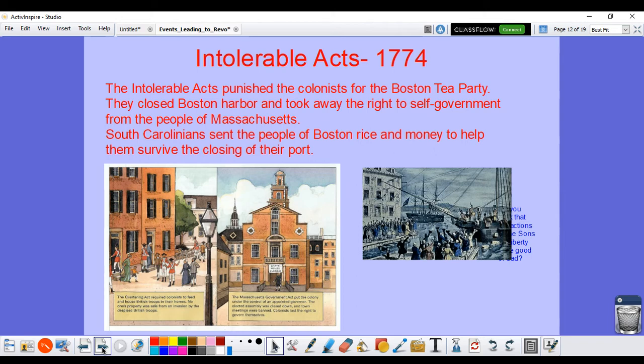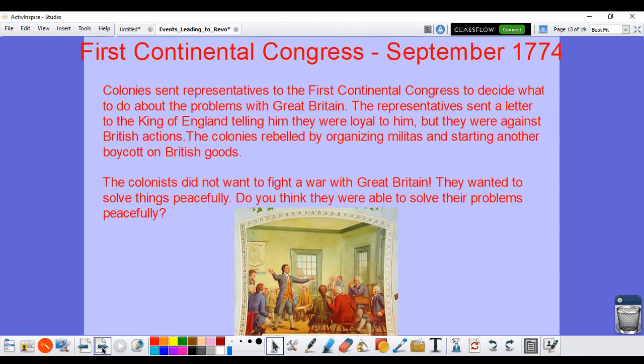They started the Quartering Act. They closed the Boston Harbor, and they took away the Massachusetts right to self-govern. So Massachusetts was completely isolated off from the rest of the colonies from the waterways. And so they couldn't get the food and things that they need. So South Carolinians, along with other colonists, sent rice and money by land to help the people of Boston survive with the closing of their port.